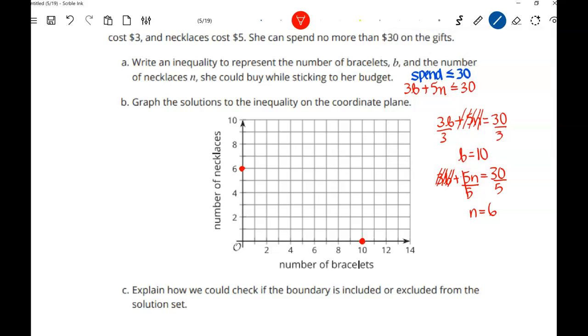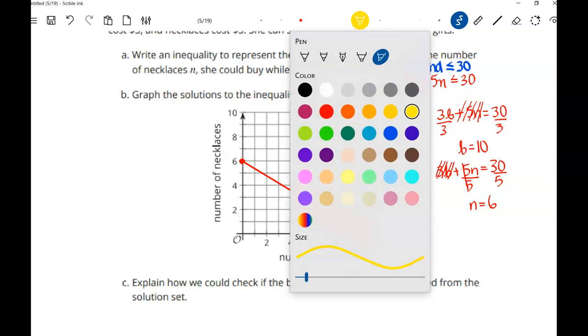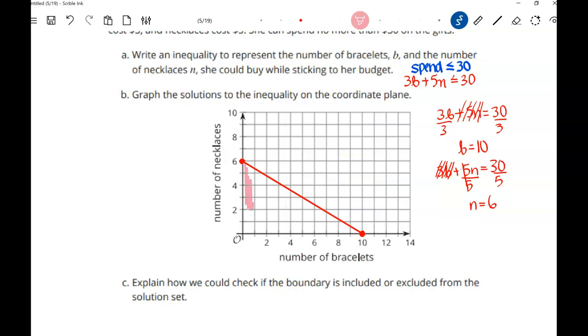The line connecting the 6 and the 10 is the possibilities of it equaling exactly $30, but she can't spend more than $30. She has to spend less than 30. So that's all of this under here. This is the number of necklaces and bracelets she could buy for less than or equal to $30.